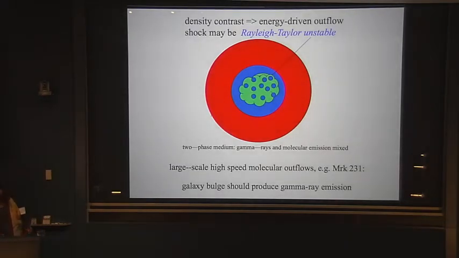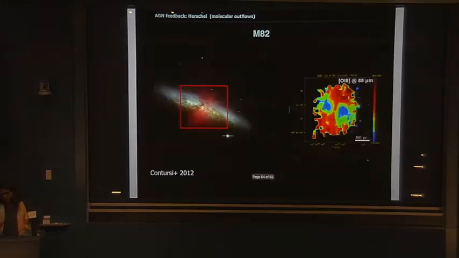And of course, there are some really interesting things that you can work out further during the energy-driven outflow stage. You have this shock, and it could be Rayleigh-Taylor unstable, and then you should be able to see some further features of these instabilities. You have a two-phase medium, and there's a lot of work that's been done on how gamma rays impact it and how molecular emission is produced. So you can actually describe lines that you would see observationally, even within this simple model.